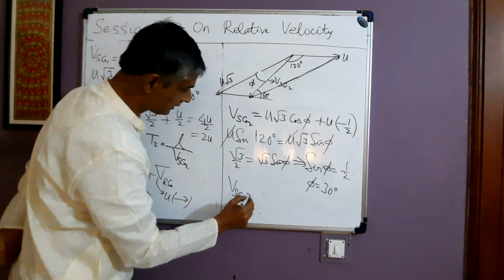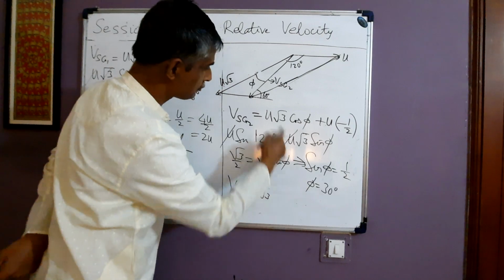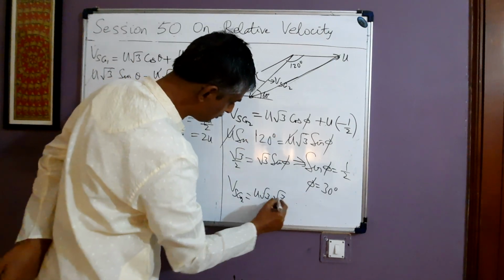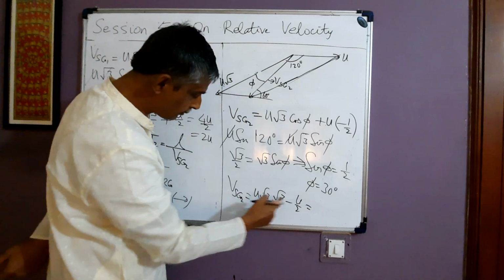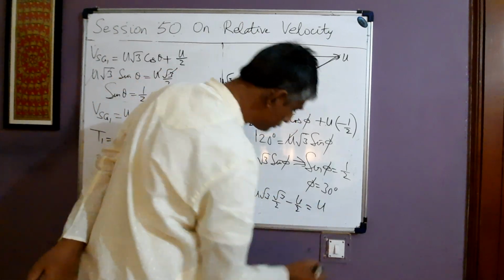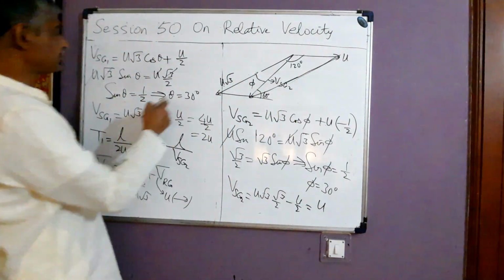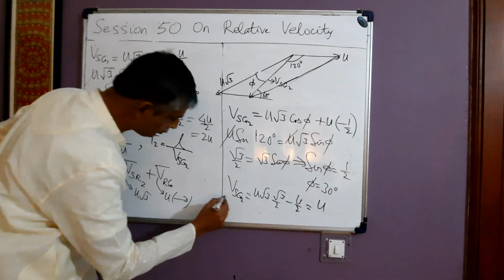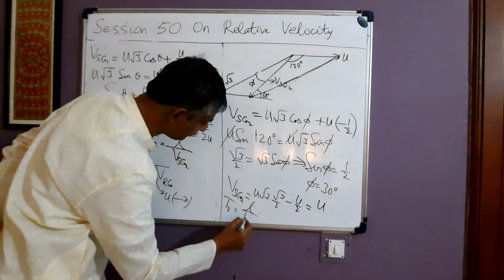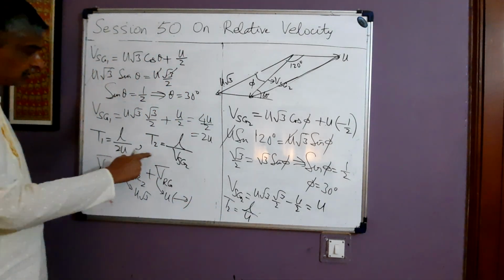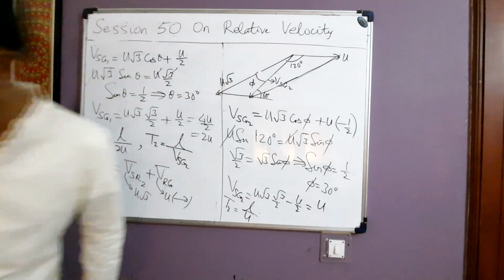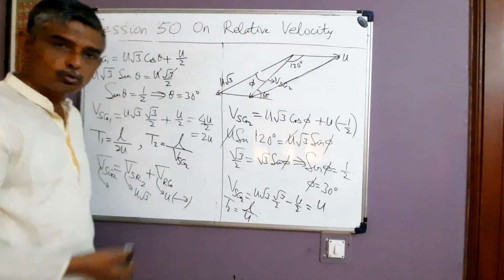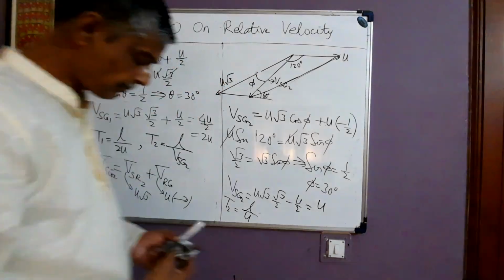Now we will substitute phi in this equation. So VSG2 becomes u root 3 into cos phi. Cos 30 degrees is root 3 by 2, and then minus u by 2. This becomes 3u by 2 minus u by 2, 2u by 2, that is u. Now substitute VSG2 in this equation. So T2 is known: L by u. And T1 is how much? L by 2u. Now what do we do? We add these two to get the required answer.